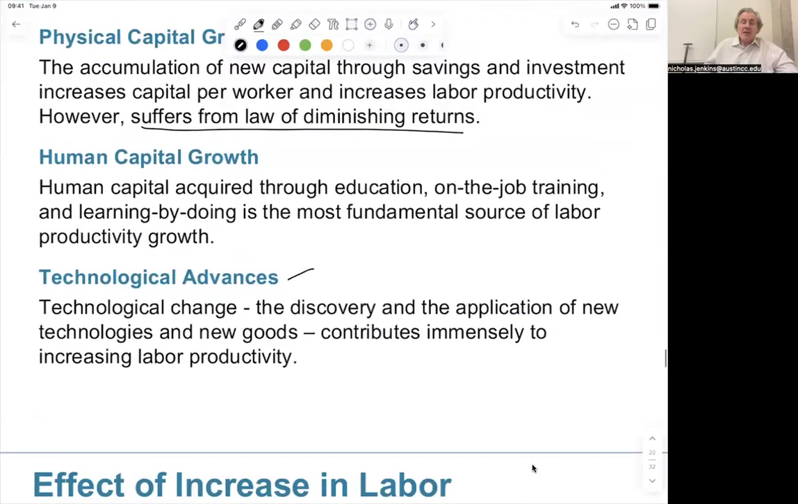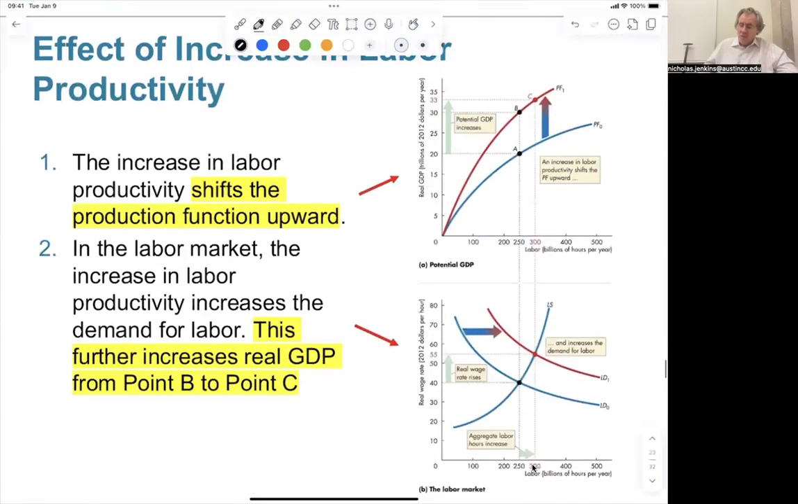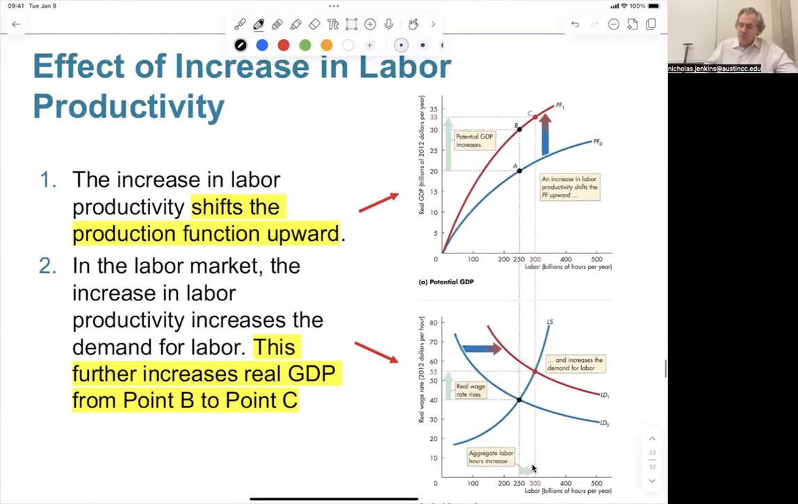Okay, let's look at how an increase in productivity affects the economy. So we'll start at the top with the production function for this time. When we get an increase in our potential GDP, we get a permanent increase in the ability to produce with the same resources. The production function is going to shift up, and we're going to go from point A to point B, which gives us a nice bump in output right away.